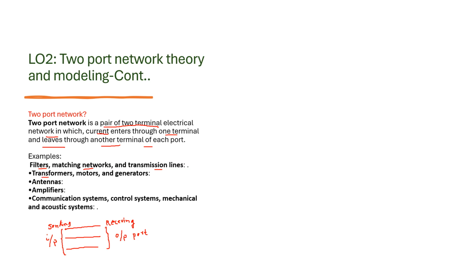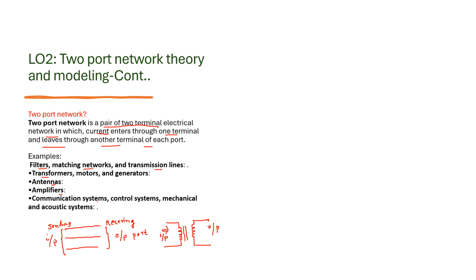Even a transformer also. If I take a single-phase transformer, then we have a primary winding, and I'm just showing the symbol, and there is a secondary winding. Electrical power is given to the primary winding, and the power is transferred through the magnetic medium to the secondary coil, and power can be taken from there. So the secondary can be taken as the output port, and the primary winding, where the electrical power is given, can be taken as the input port. So it has two pairs of terminals, so it can be considered a two-port network. Similarly, an antenna is another example of a two-port network.